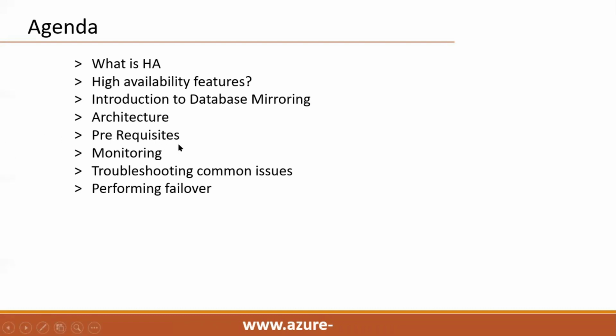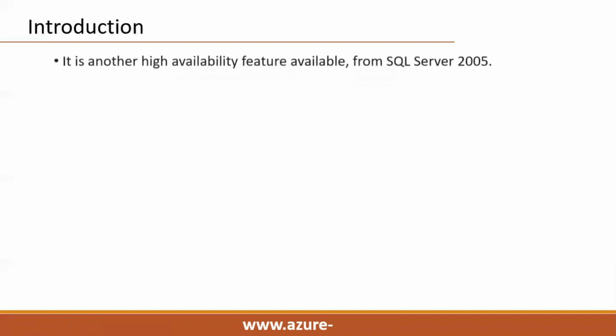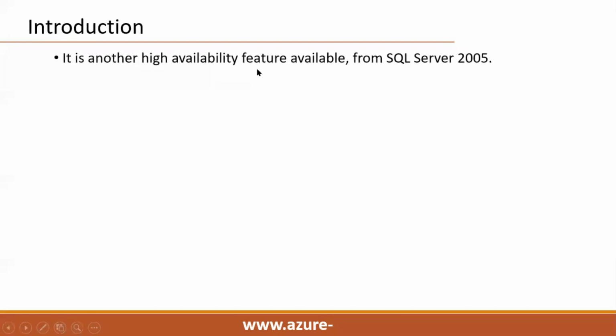Prerequisites, we'll see to configure database mirroring. After configuring, we'll see how we can monitor, troubleshoot some common issues of mirroring, and perform failover. Let's start with another high availability feature from the 2005 version onwards. Here, mirroring was introduced for the first time in the 2005 version.